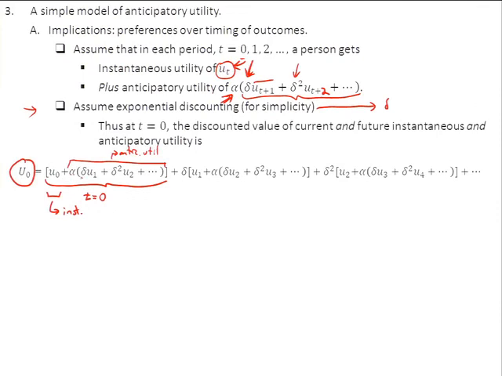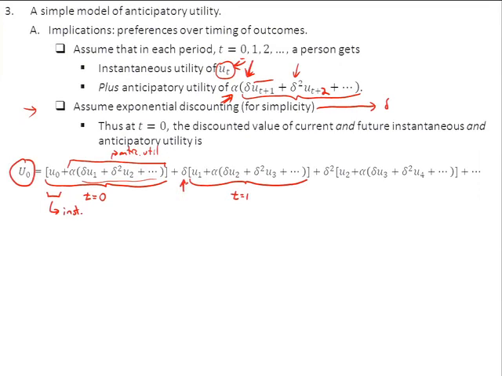This is a stream of fantasies or worries about future possible outcomes, with diminishing importance as they get further into the future. And then you're going to take the same thing here in these square brackets, the same combination of instantaneous utility and anticipatory utility that you're going to get as a package tomorrow. You're going to take that into consideration in your decisions today, but you're going to discount it by delta because it's in the future a little bit.